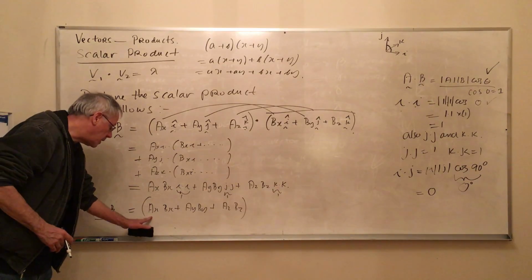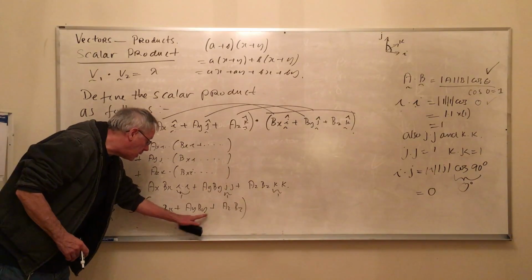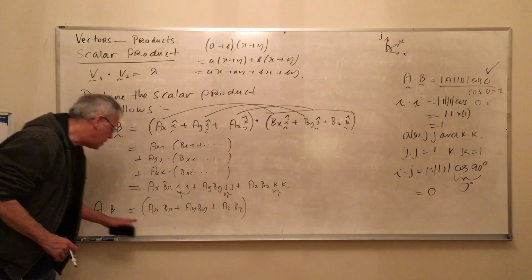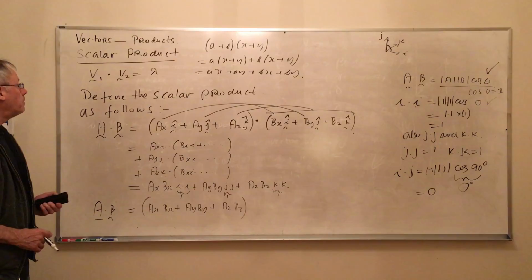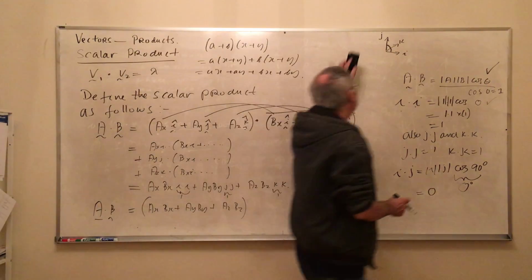Now this is going to be a number, because that's a number times a number, a number times a number, a number times a number, add them up. So it's some number. Let's do an example. Clear the board and do an example.